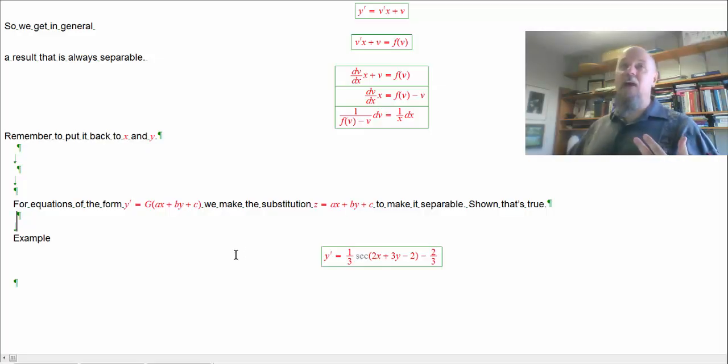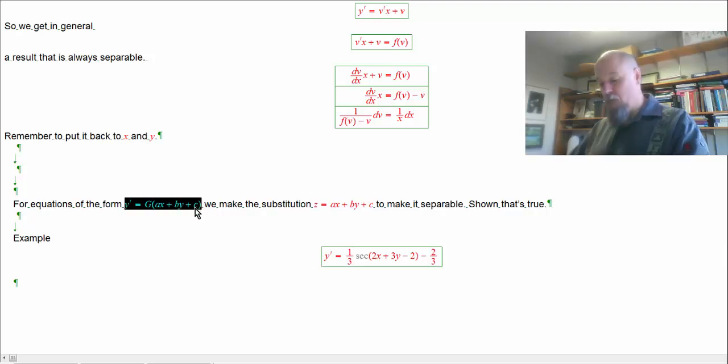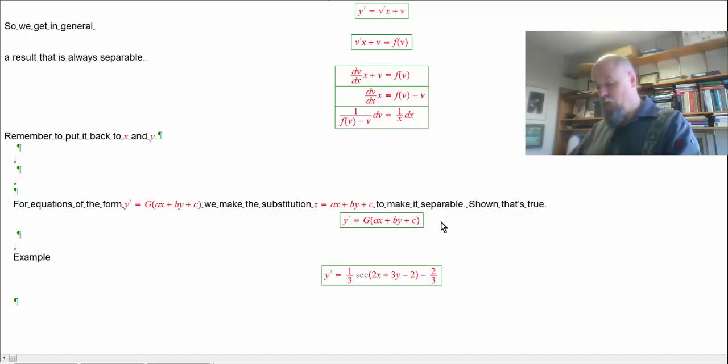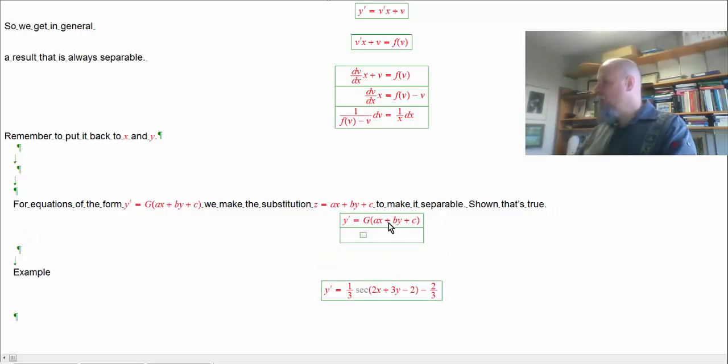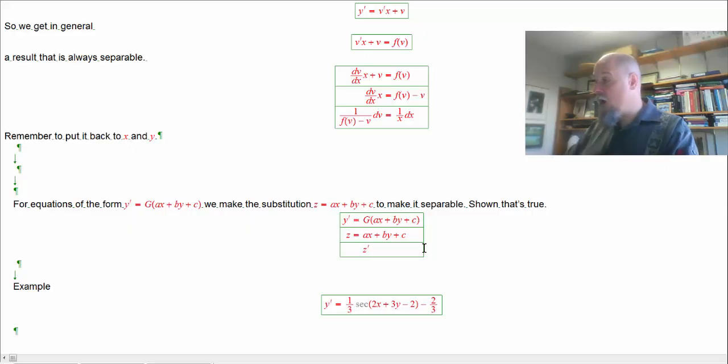For the homogeneous, we did an example and then we proved it in general. Let's do the opposite now for variety. Let's prove it works in general and then we'll do this example. So, if I've got an equation of the form y prime is equal to a function of a line, my substitution is going to be let z equal the line.